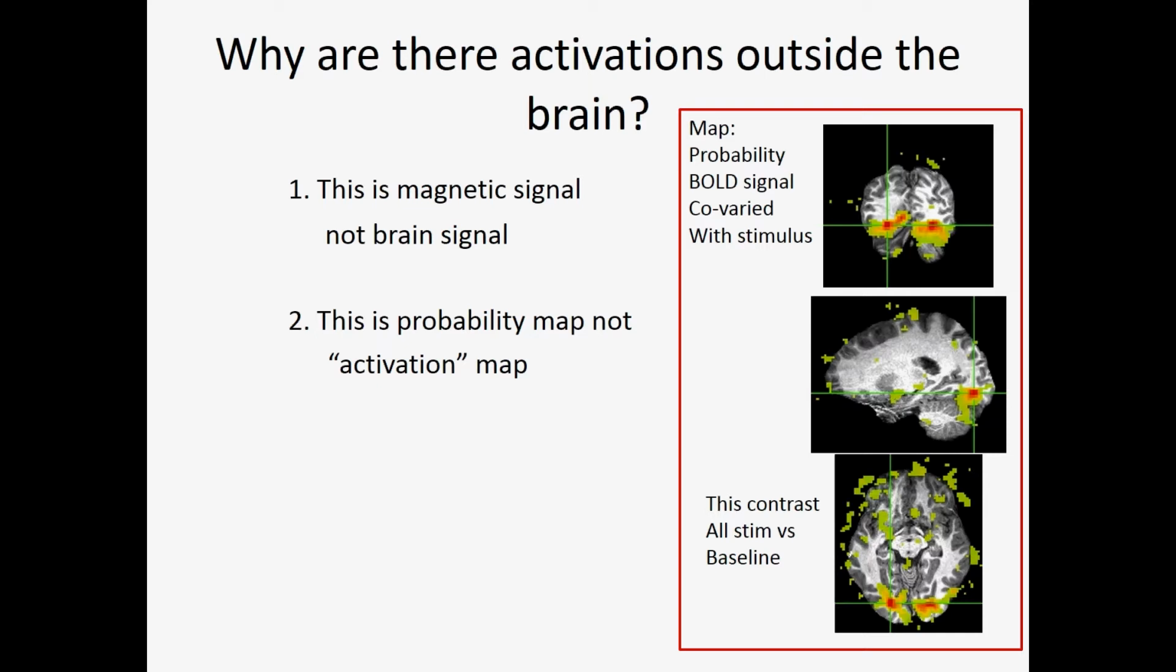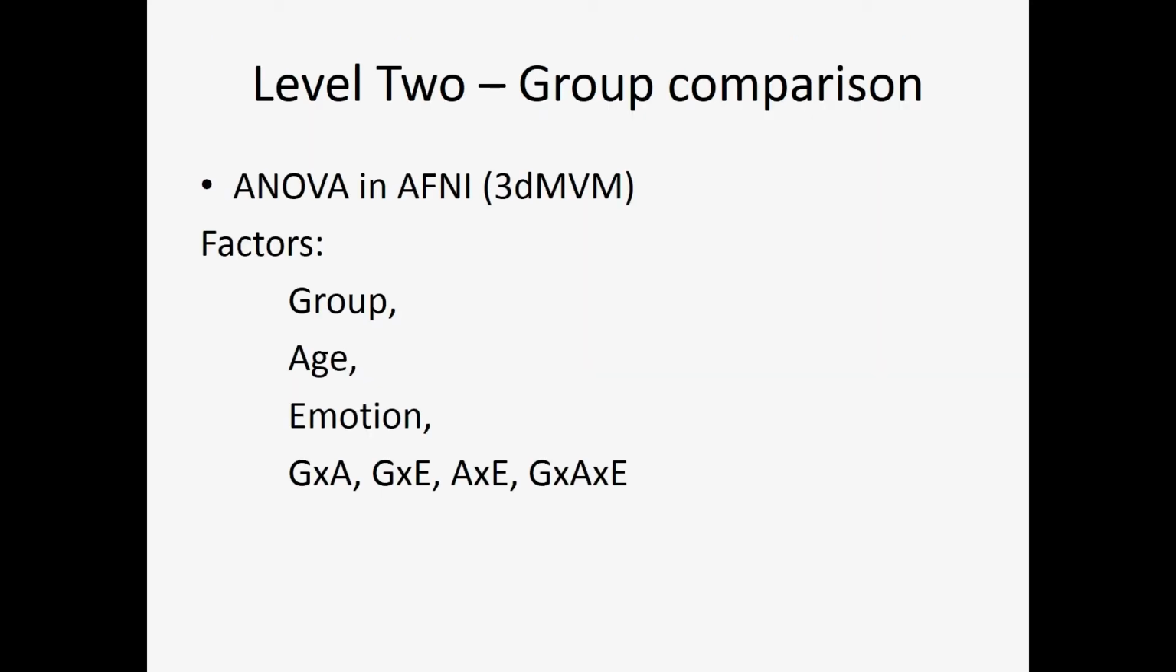So you do see that, but it's not. A lot of times people talk about this as if it's activation. It really isn't activation. It's a probability map. Okay, so then after you take all the individual subjects, what you do is you put it into a group level analysis. And this is sort of standard, what most people do with group level analysis.